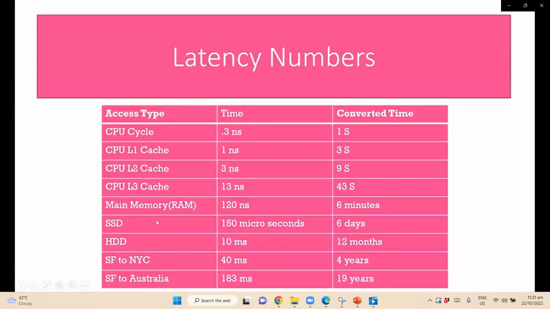So if you've heard about how database calls are slow, this is why. And you can see the difference between grabbing something from a cache like Redis or going to the database. It goes from 6 minutes to 6 days, and that's with a more expensive and up-to-date solid-state drive. If you're using an old-school hard drive, it goes up from 6 days to 10 milliseconds, which converts to 12 months. So that's a massive difference.